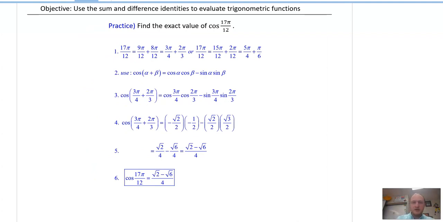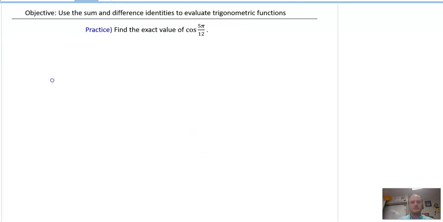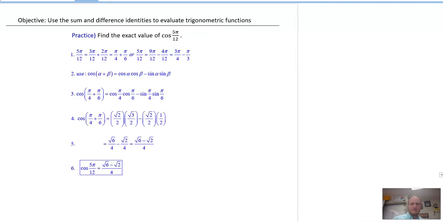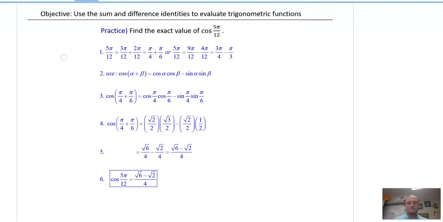And then here's another example. What is cosine of 5 pi over 12? Please pause the video and try this one. Okay, hopefully you paused it. Here is the answer. It should be root 6 minus root 2 over 4.